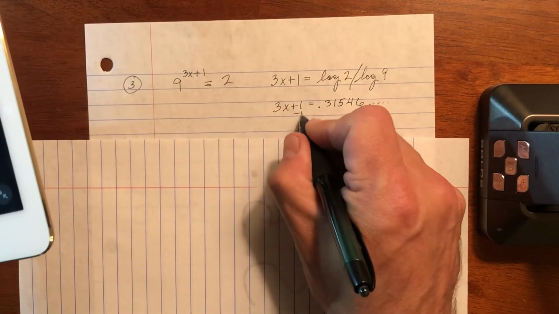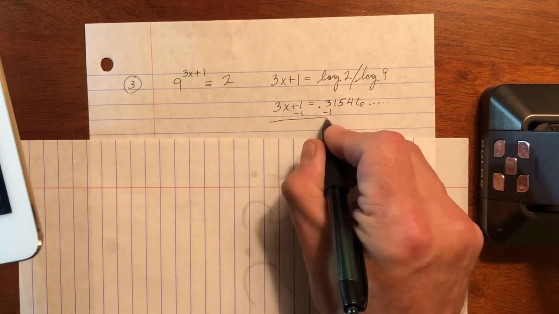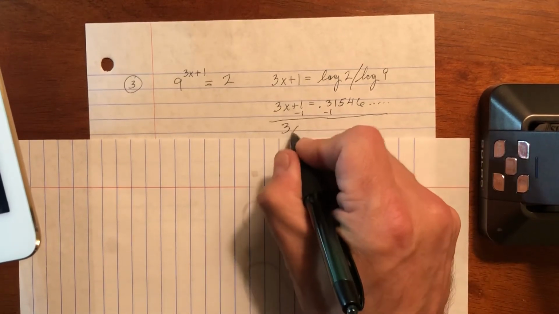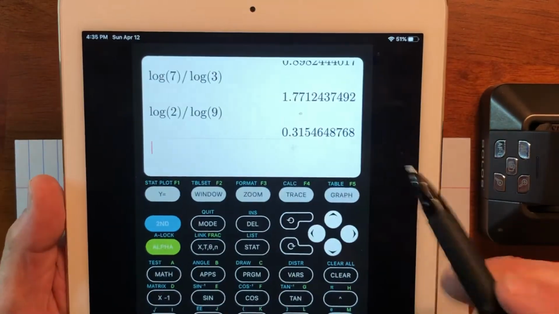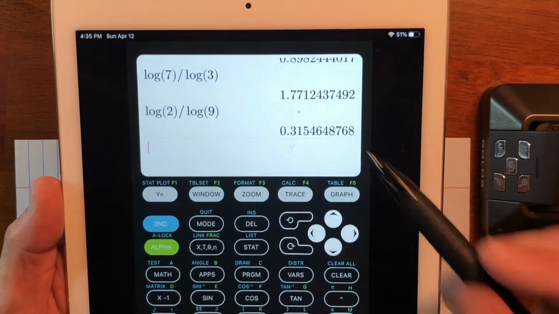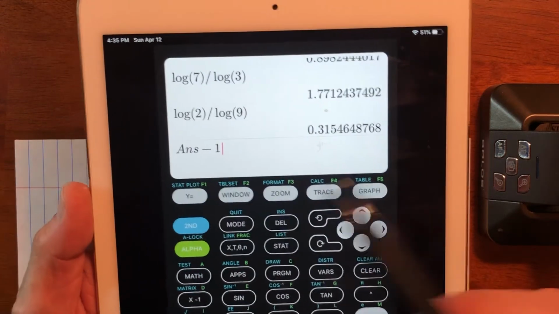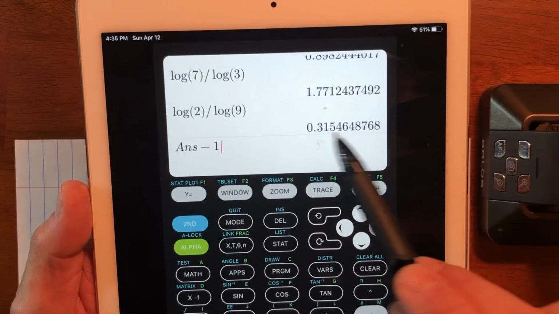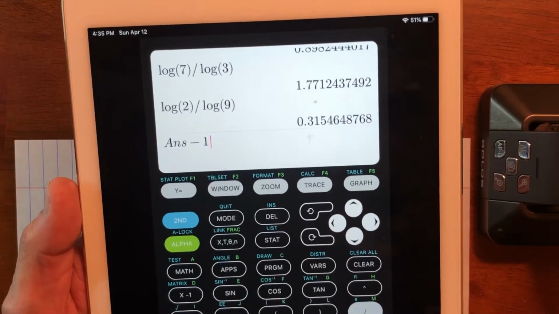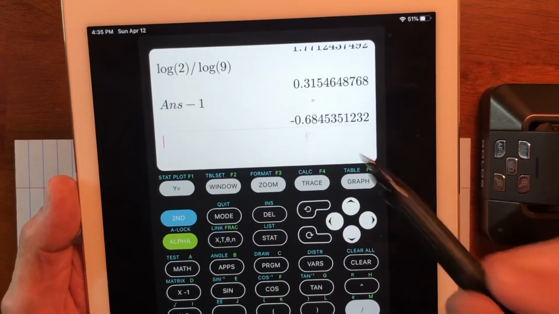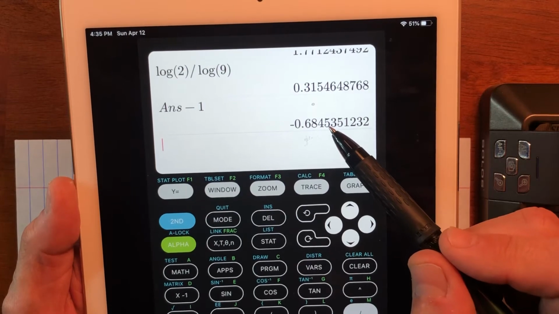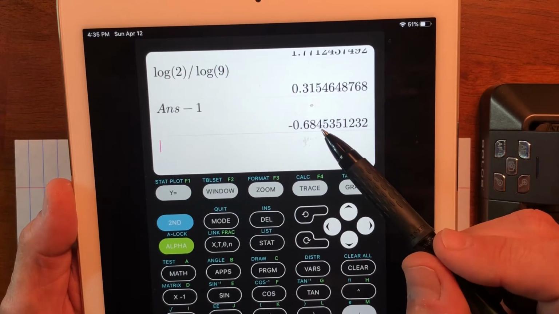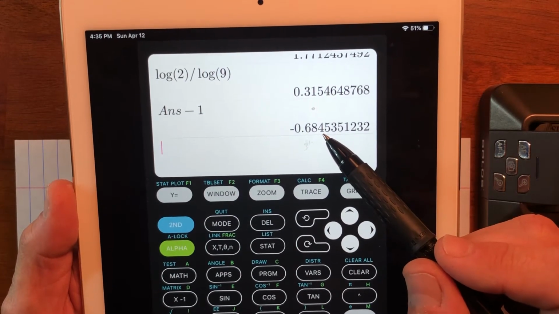First thing you would do is subtract 1 from both sides. That will give you 3x equals, and all you have to do on this calculator to get this number minus 1 is to just hit minus 1 and see how it says answer minus 1. It takes this answer, puts it there, minus 1. And I get negative 0.6845.